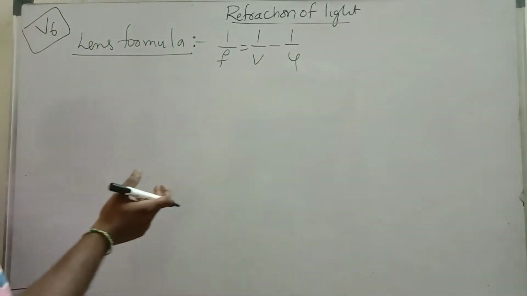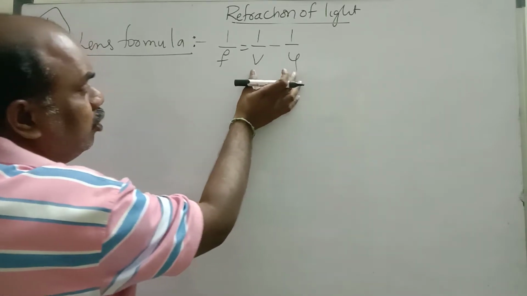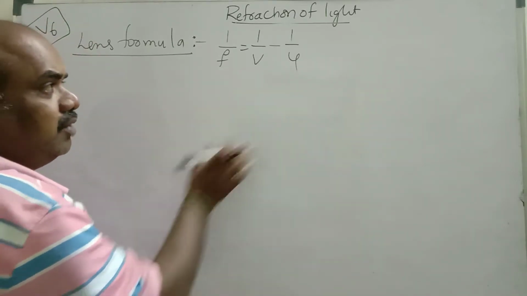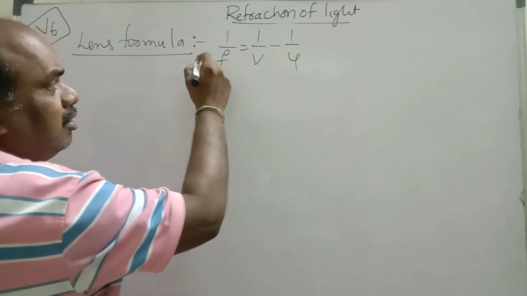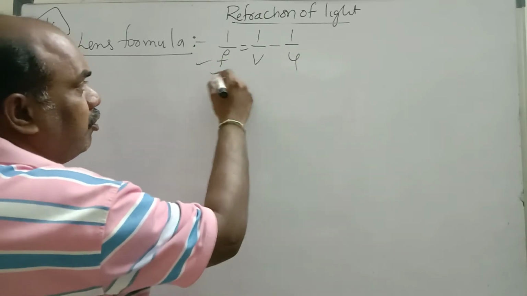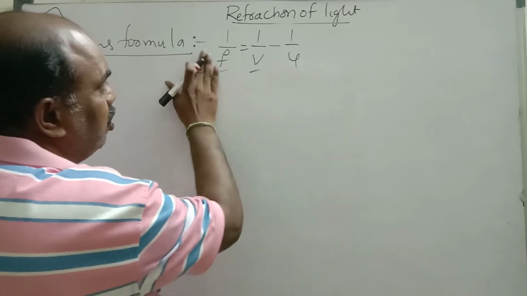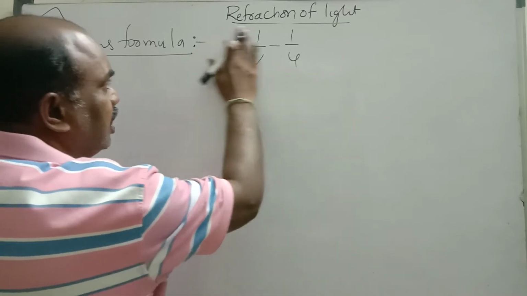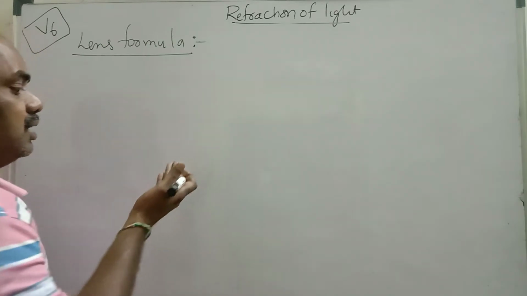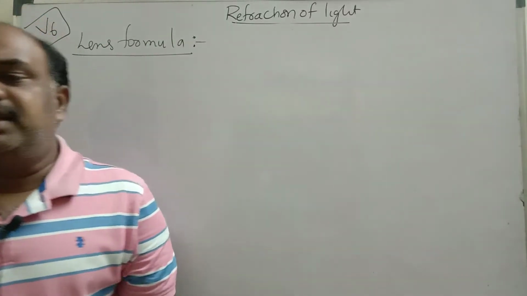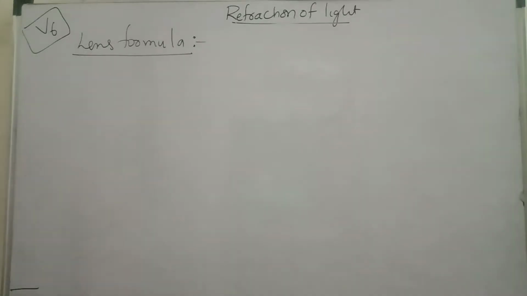Then what is the use of this formula, sir? If you know any two values, third value we can find easily. If you know object distance and image distance, focal length you can calculate. If you know focal length and object distance, you can calculate image. Like that, any two values are given in the problem, third value you can find very easily. Sir, how did you get this formula? How can we derive this equation?